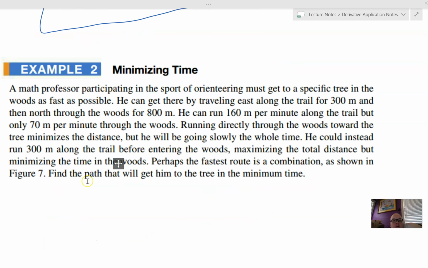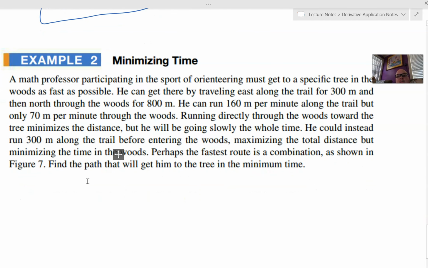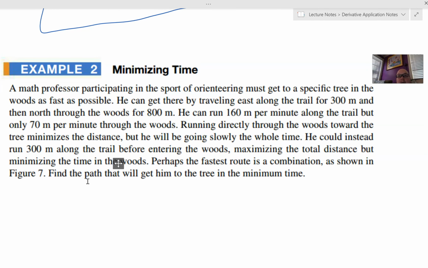All right. So we're told a professor is participating in, and this is coming from your book, what's going to be called an absolute extrema application, and you'll see why as we go through it. We're told a math professor is participating in an orienteering course. Basically, you're out compassing and hiking through the woods. He can go 300 meters along the trail east and then go 800 meters north. He has a certain pace for when he's on the trail and in the woods. To minimize the time, he can walk some on the trail and then cut through the woods. The problem wants to know what path will get him the minimum time through the woods.